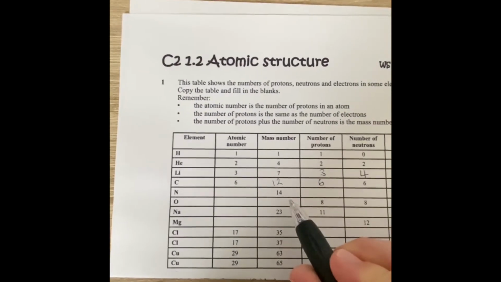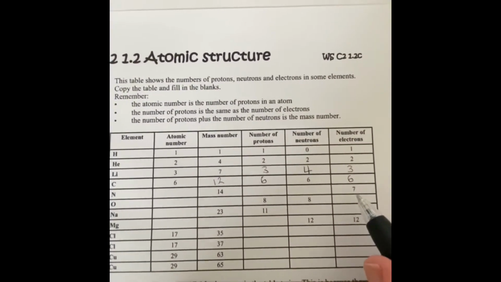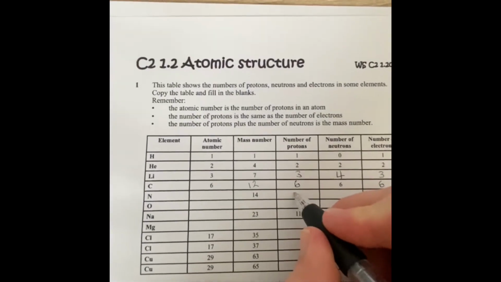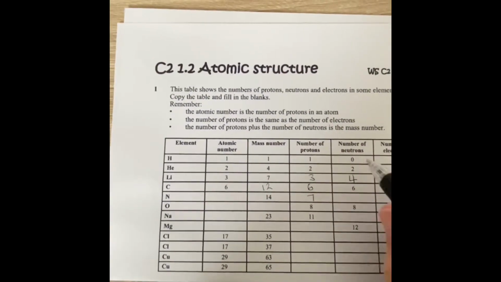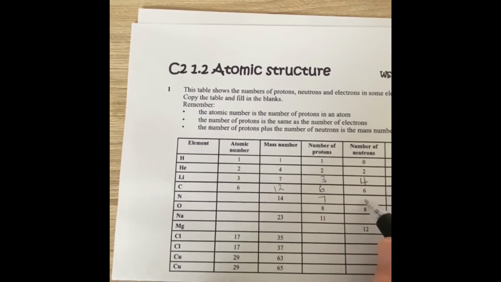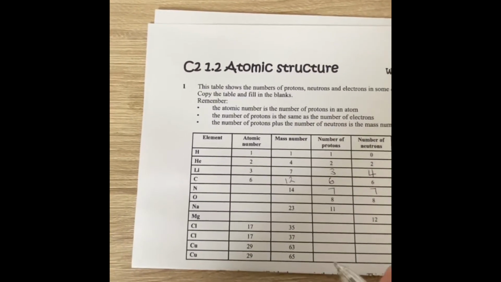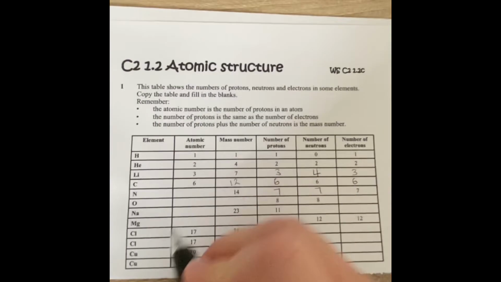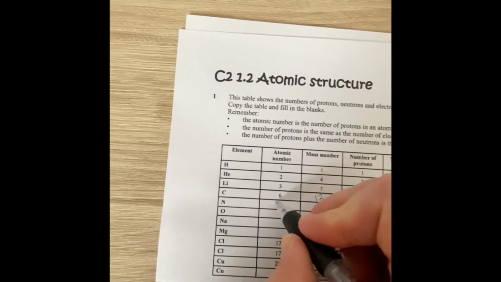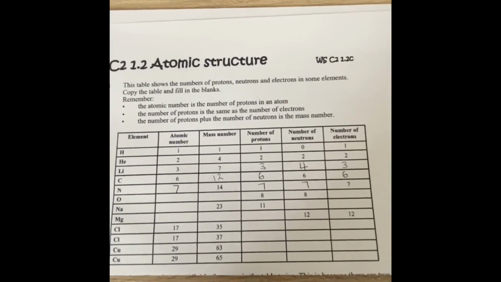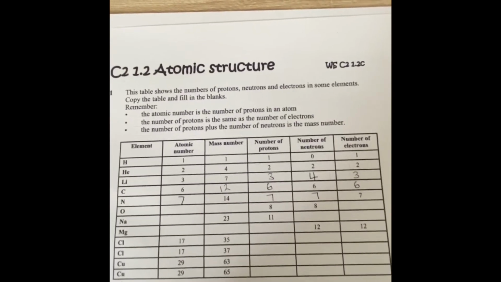Next one, we've got the mass number and we've got the number of electrons. We know that electrons will be the same as the protons. The neutron is what's left, which is 7, which means the atomic number has to be 7. I will fill in the rest so you can see.